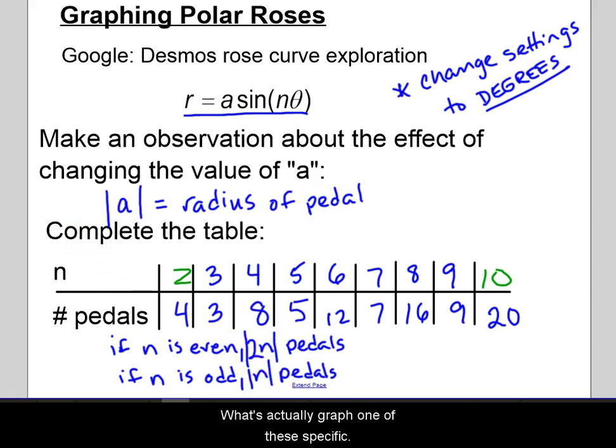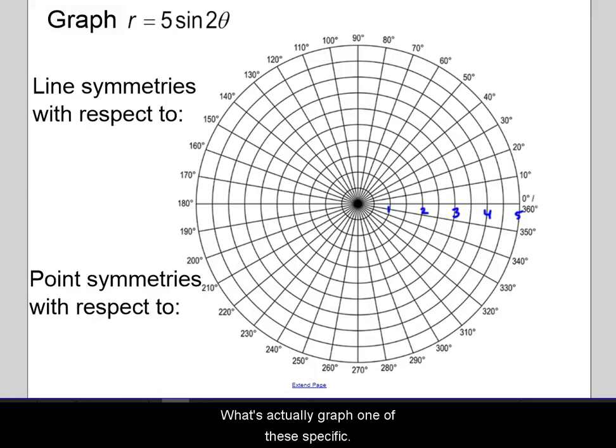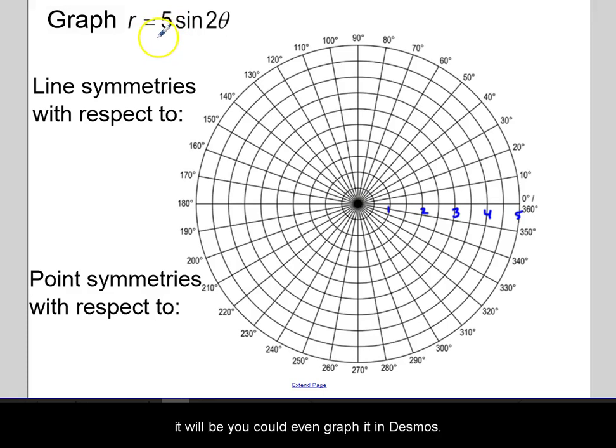Cool. So let's actually graph one of these specifically. On your graph paper, if you have access to a graphing calculator, that will be handy. If you don't, well, I'll give you the points from my graphing calculator so you can graph this particular polar rose. You should anticipate right now, based on what you saw, what the radius will be and what the number of petals will be. So already have an idea of what you might think it will be. You could even graph it in Desmos if you like.